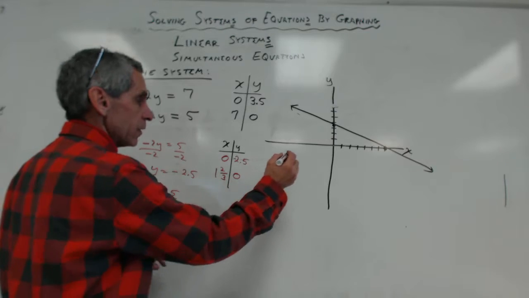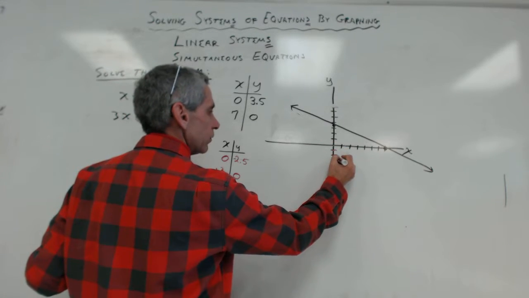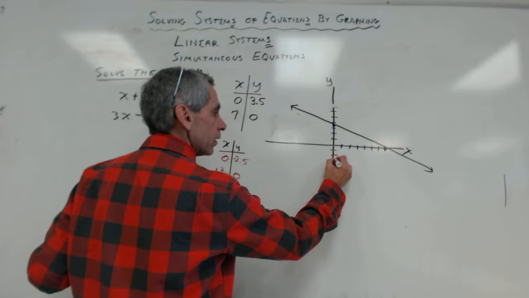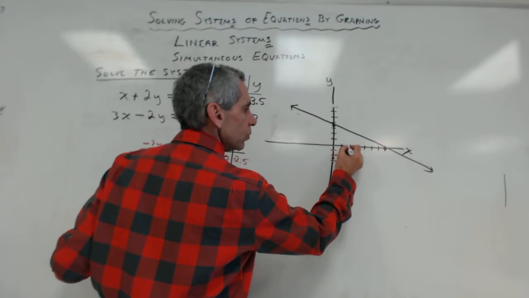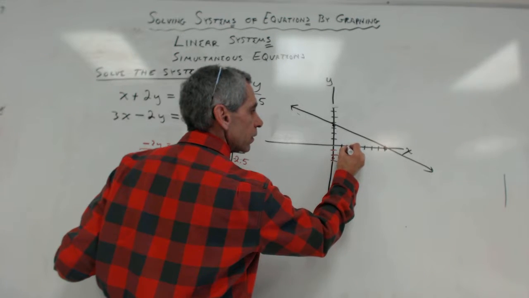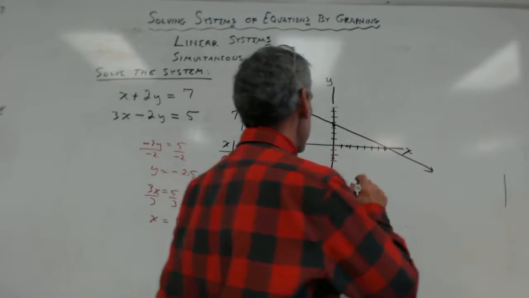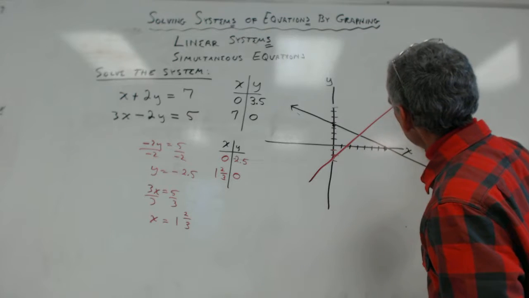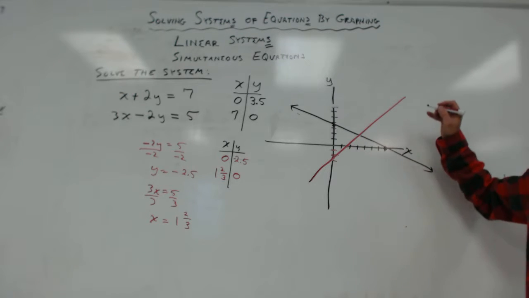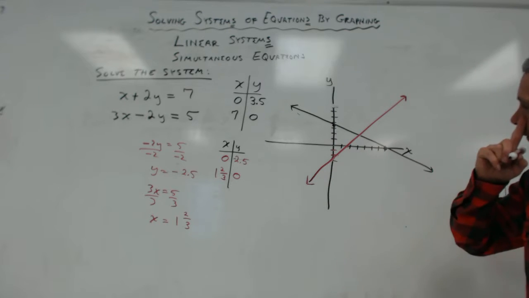Well, let's try it. So we got 0, -2.5. So it'll be right there. And then this one is 1 2/3, 0. 1 2/3. It's going to be somewhere around there. Right? So now, if I draw a line for this, again, I should be using a straight edge when I do these, but I don't have one right here.